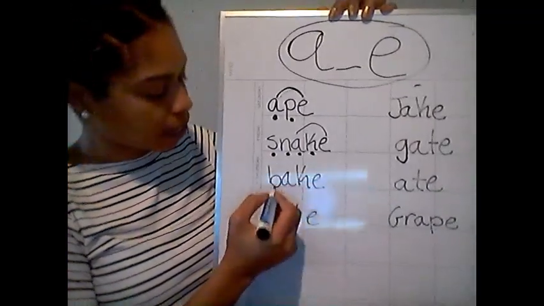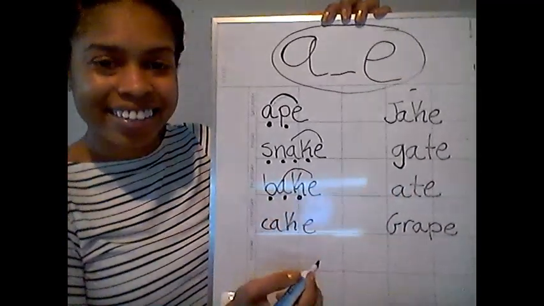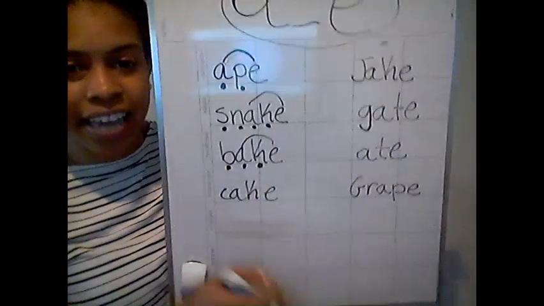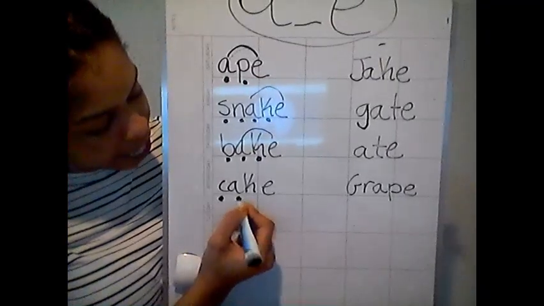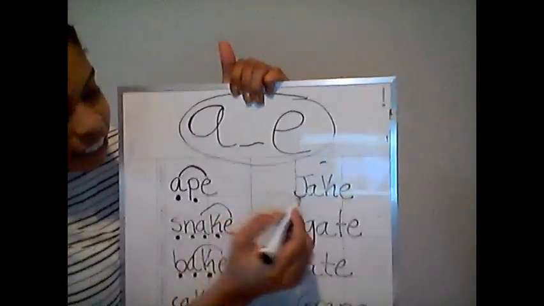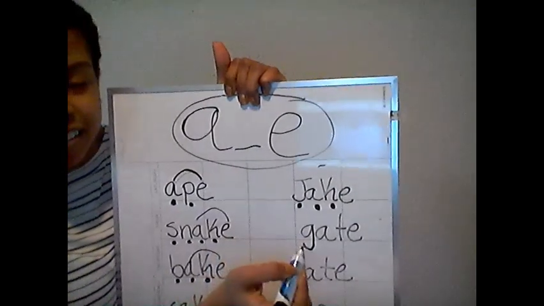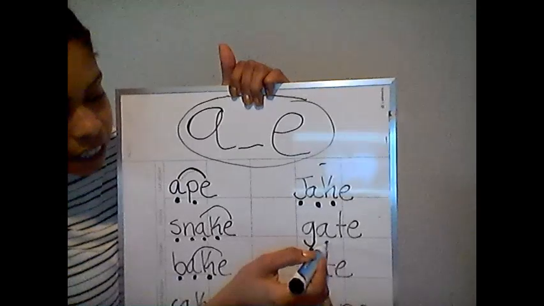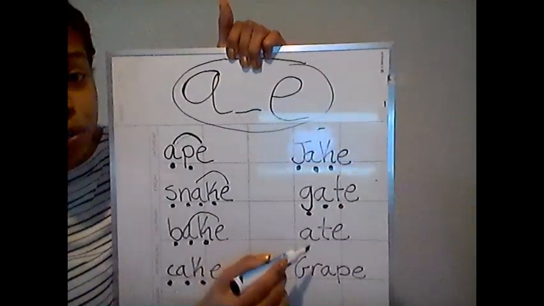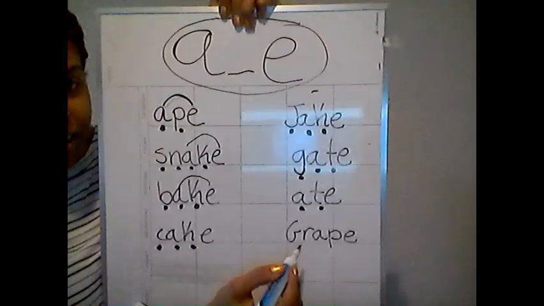This one. Bake. B. A. The magic E. K. Bake. Okay? Now we know the magic E does this. So we don't have to make these lines anymore, okay? The next one, cake. Jake. Gate. Eight. Wow, this one only has two sounds. Look. Eight. And finally, grape.